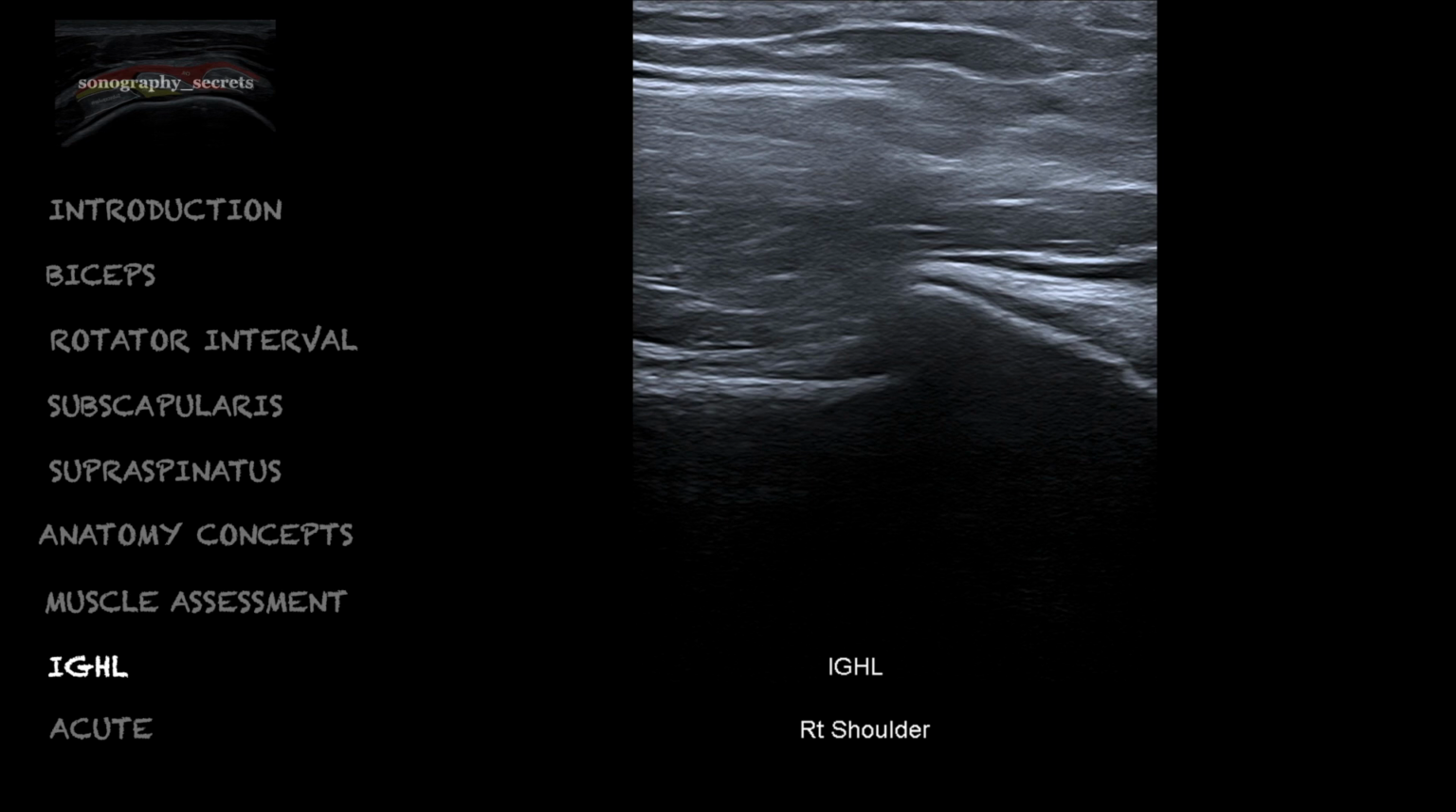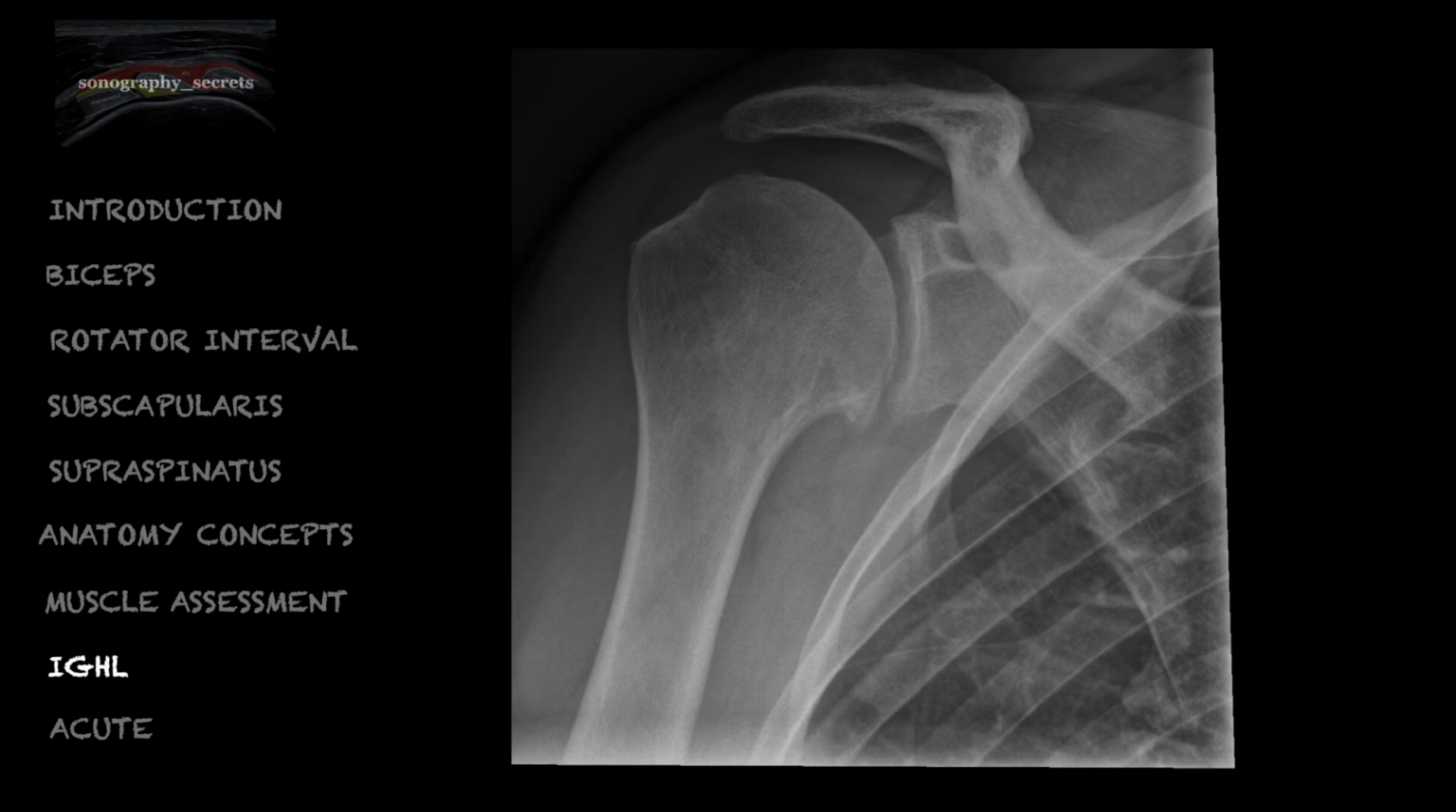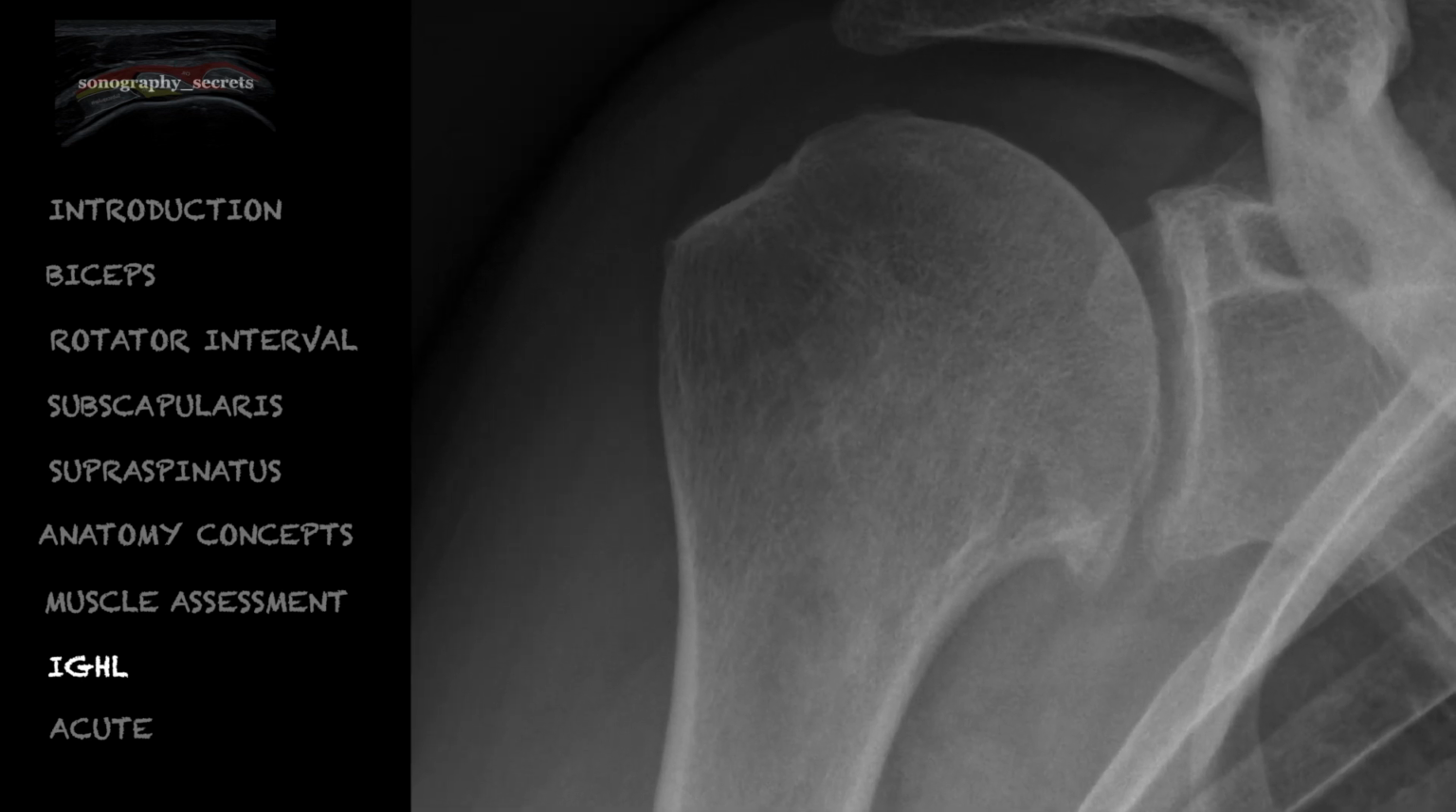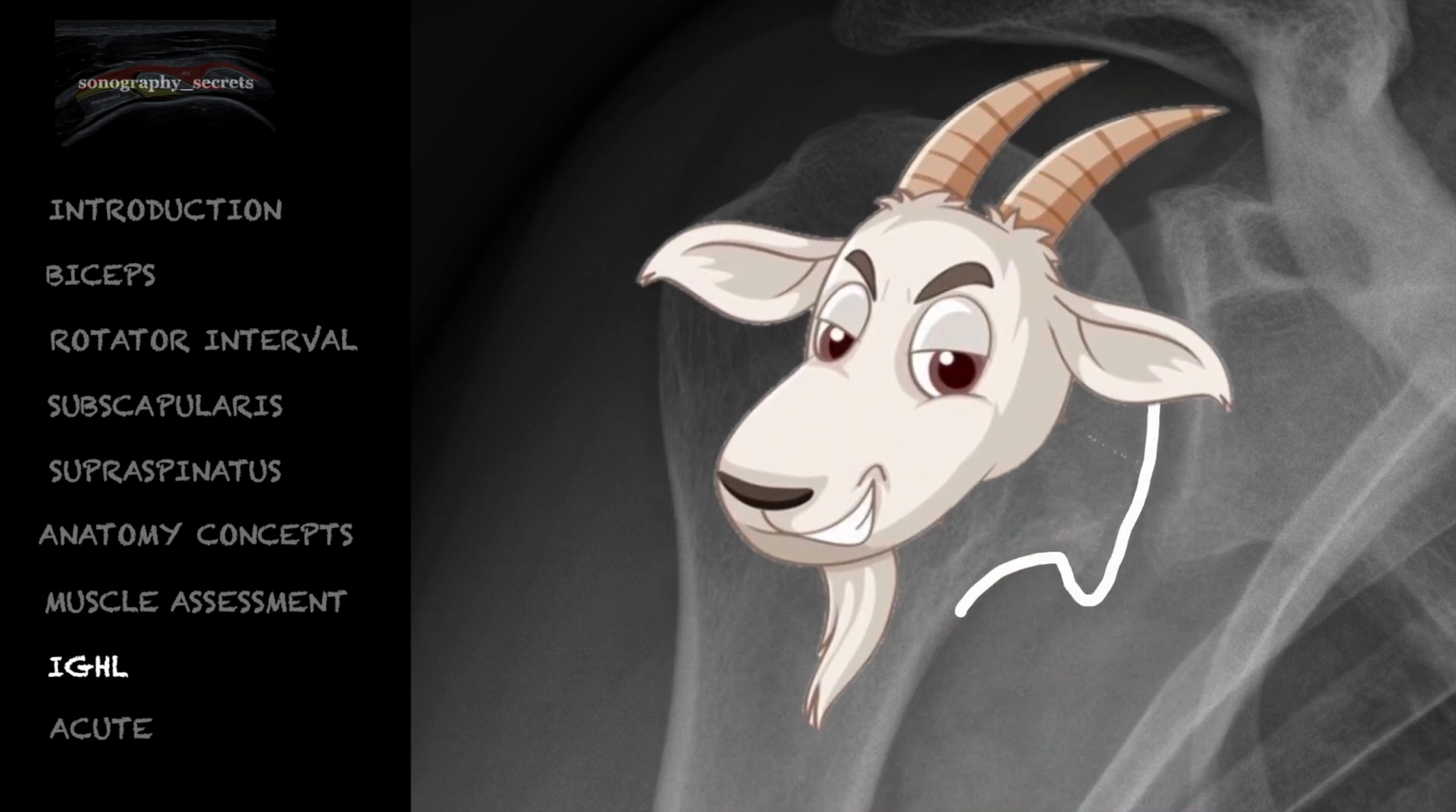And herein lies the other benefit to IGHL assessment. Occasionally we'll encounter this, an inferior or caudal osteophyte of the humerus without IGHL thickening and without thickening of the axillary recess. On x-ray it appears like this, and this is known as a goat's beard osteophyte, which is a characteristic osteophyte in glenohumeral joint osteoarthritis.